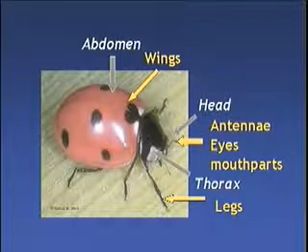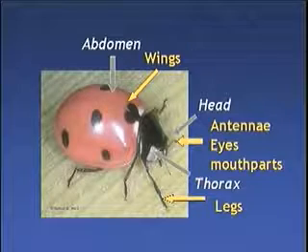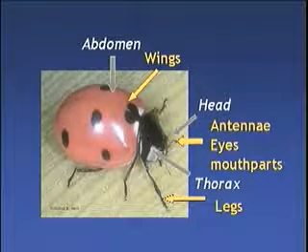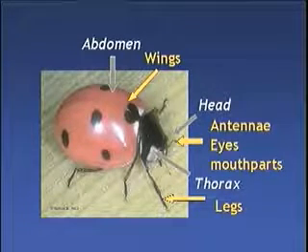Then on the head, you can see that we've got the antennae. You can just barely see the eyes, some mouth parts. And those are all on the head, obviously, just like us. Well, maybe not antennae for most of us, but.